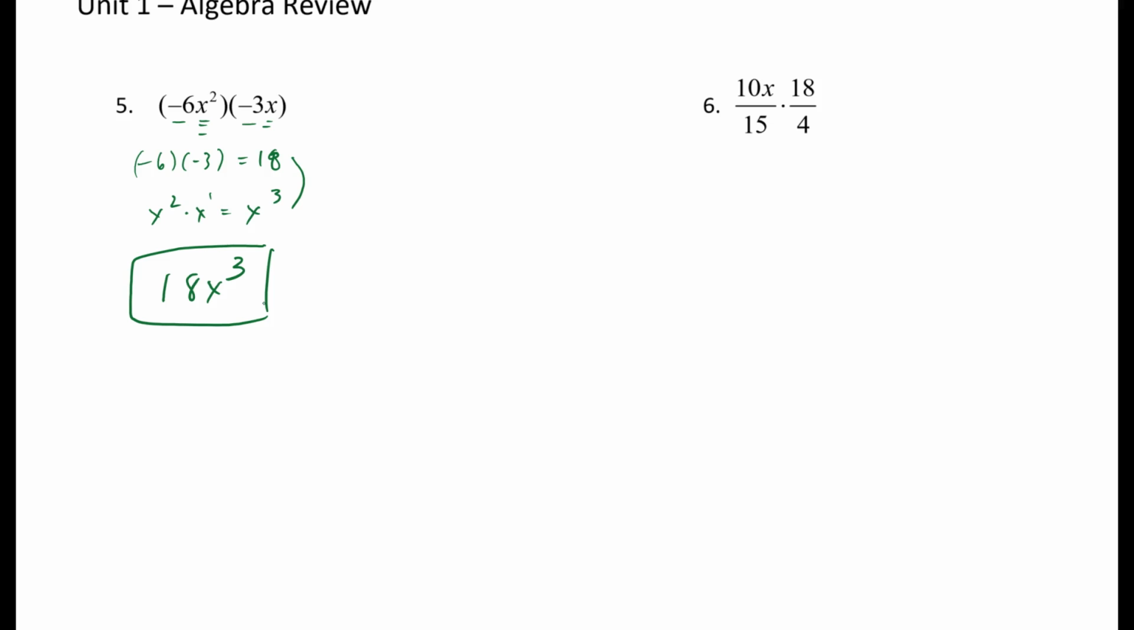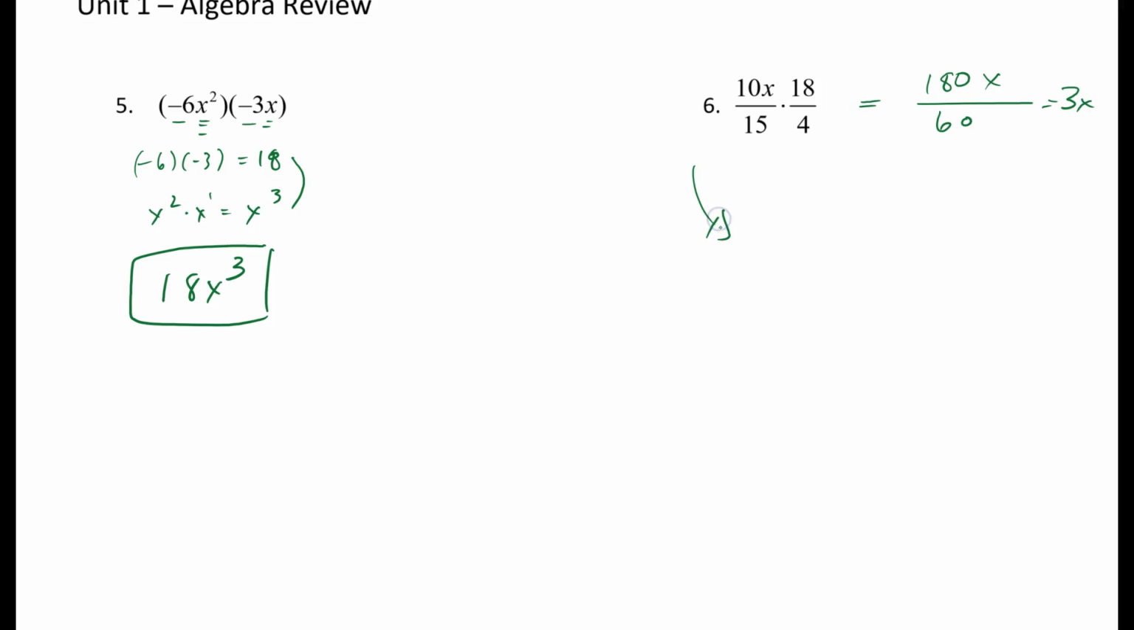Number 6, we have 2 fractions multiplied. There's a couple of ways we can go about this. One is we could just straight up multiply the tops and the bottoms. If we did that, you would get 10 times 18 is 180. And there's also an x in the numerator. 15 times 4 is 60. So 180x over 60. Well, 180 over 60 is just 3. So that simplifies to 3x.